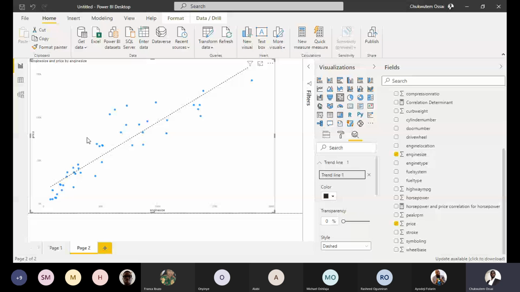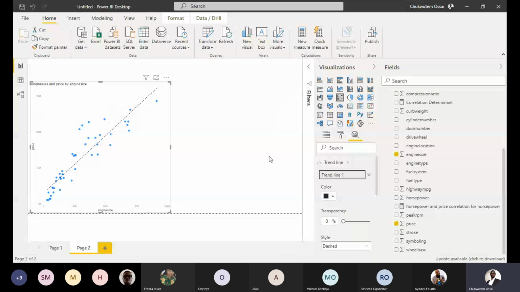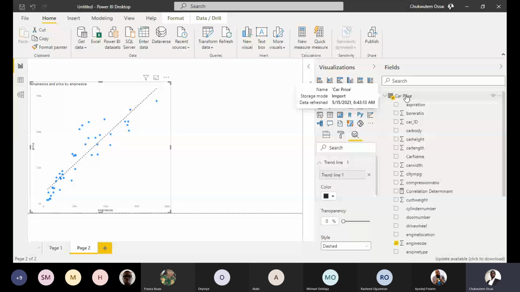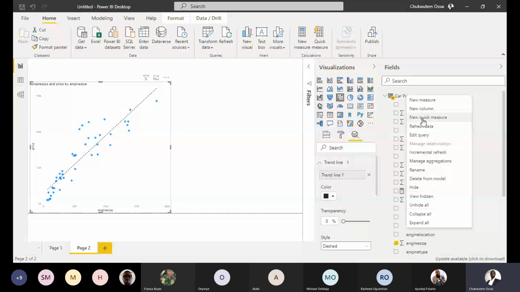Now, in order to further confirm this, like I said in my presentation, there are two values that we must determine. Number one, we want to determine the coefficient of correlation, which is denoted as R. Now, in order to determine our coefficient of correlation, we will have to bring in what we call a quick measure. Now, to bring in a quick measure, I will right click on my data set and say new quick measure. So it will pop up a dialog box for us.